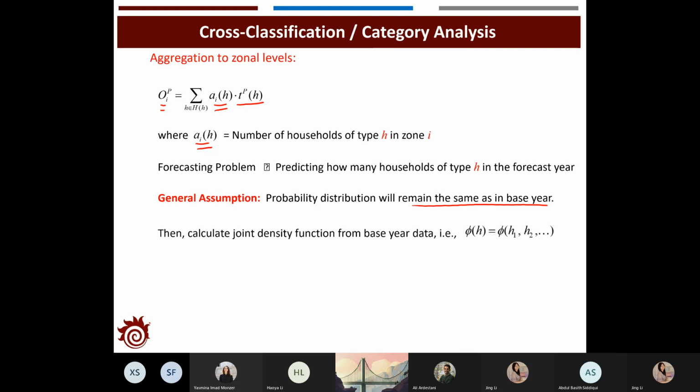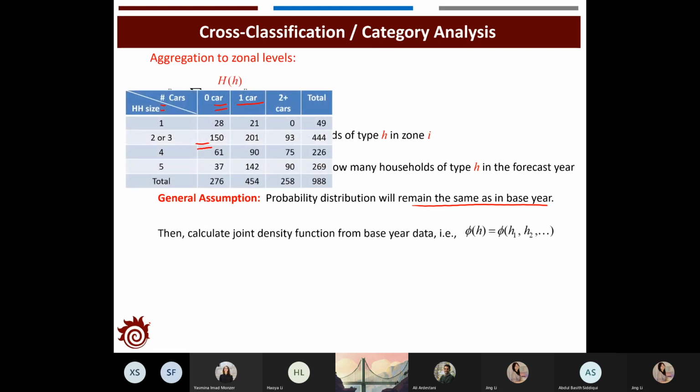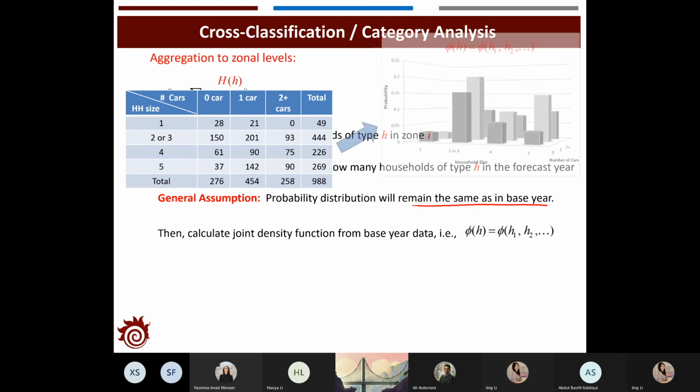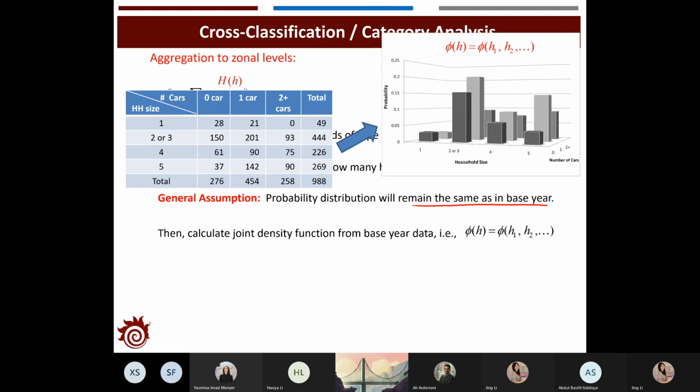Say that we have the households in the base year as this one, and we can draw the distribution. For the household with 1 person and 0 cars, the percentage might be 28 divided by 988. 988 is the total number of households, which would be approximately 2.8%.